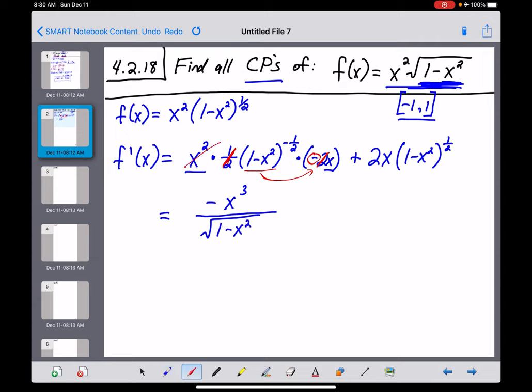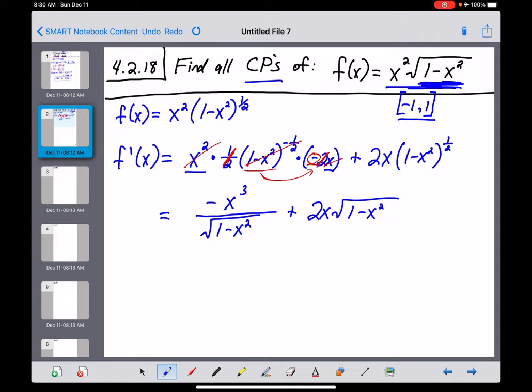And let's see, I took care of that. I took care of this. The negative is still there. The x was dealt with. I think that's everything there. And then for the second fraction right here, yeah, not quite as nice here, guys. That's just going to be a plus 2x times the square root of 1 minus x squared.